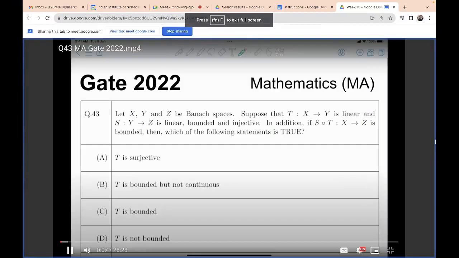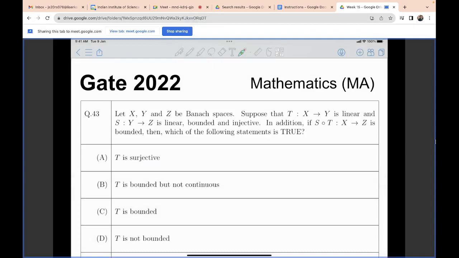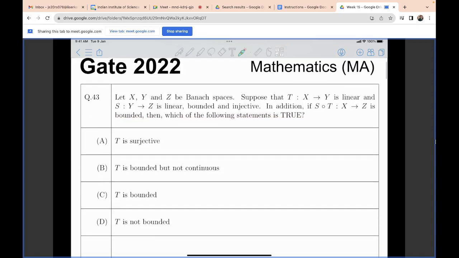Okay, so today I'll solve a GATE 2022 question. This is a question from functional analysis. So this is question number 43. Given that X, Y and Z are Banach spaces and T is a linear map from X to Y and S is a linear map from Y to Z, and what else is given? That S is bounded and injective is also given. And in addition, if S compose T, which will be a map from X to Z, is bounded, then which of the following statements is true? Four options are given: that T is surjective, bounded or not bounded. You have to check which one is correct.